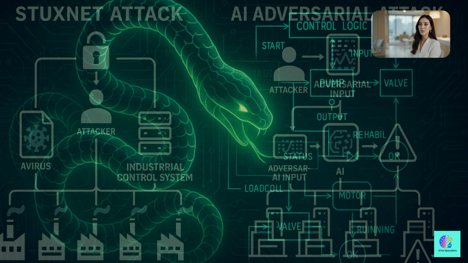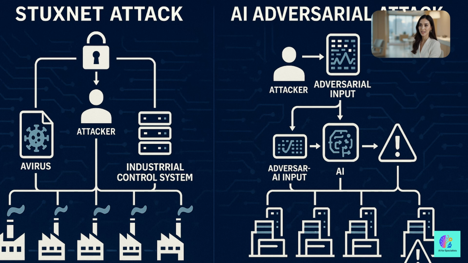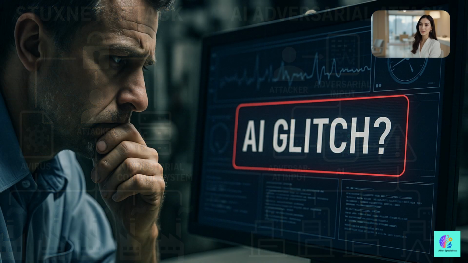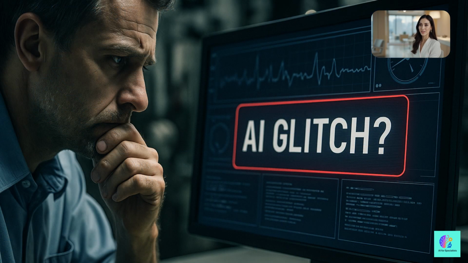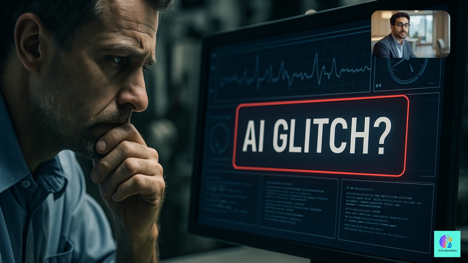Stuxnet, which was over a decade ago now, directly manipulated the control logic of industrial systems. These modern AML, adversarial machine learning, attacks target the AI's perception of reality, what it thinks is happening. Which gives the attacker a much higher degree of deniability, exactly. A failure can just look like an AI glitch or maybe a sensor malfunction. Plausible deniability. And it gets even more insidious, doesn't it, thinking about attacking the design files themselves?